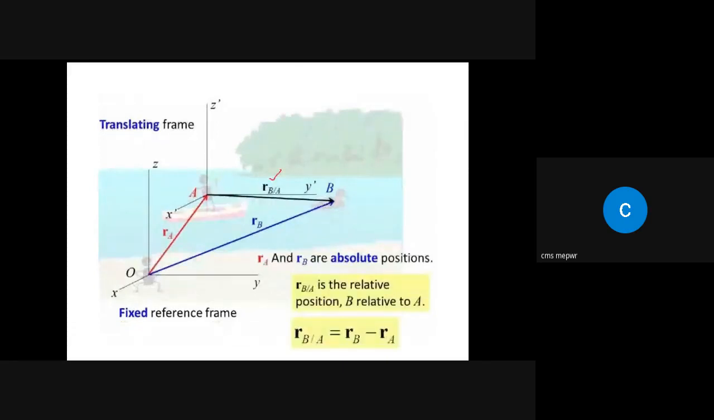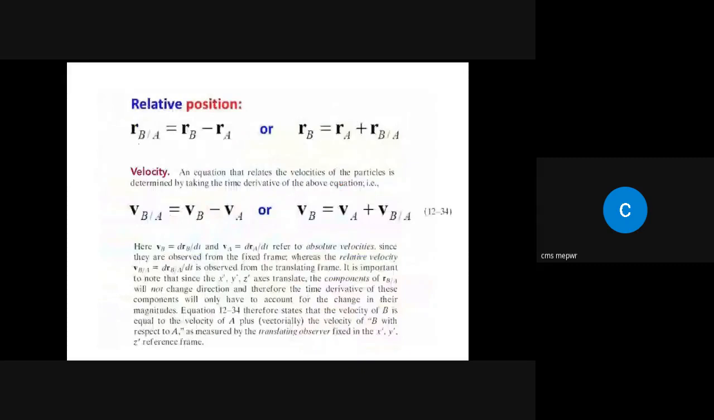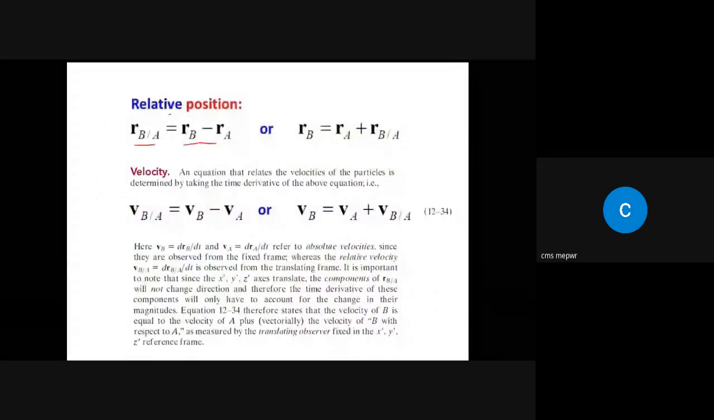So now when you look at this diagram, we basically get a triangle. By observing this triangle, we can write RB by A is equal to RB minus RA. So if you want to find out the position of this duck with respect to this moving or translating frame, it should be equal to the position of the duck minus the position of this moving frame from the fixed reference plane. Remember, RB by A is the relative position of object B from reference A. I hope you understand this. So we can write RB/A is equal to RB minus RA. This is the relative position of object B with respect to the moving reference A. And we can also write RB is equal to RA plus RB/A.